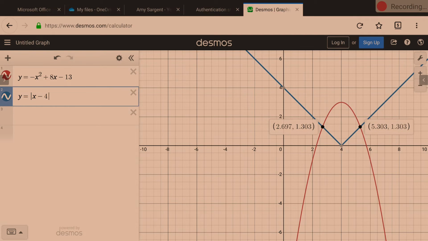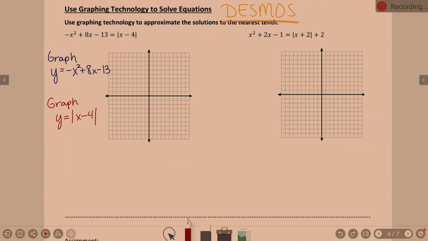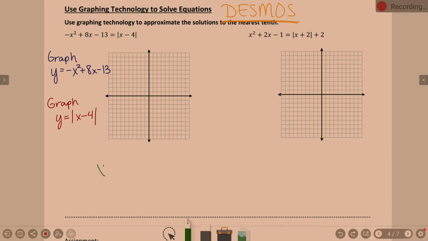So that's what I did in Desmos. Why do I have the graph on here? Just so you can sketch it out. But I know my answers are going to be x is approximately 2.7 and 5.3.